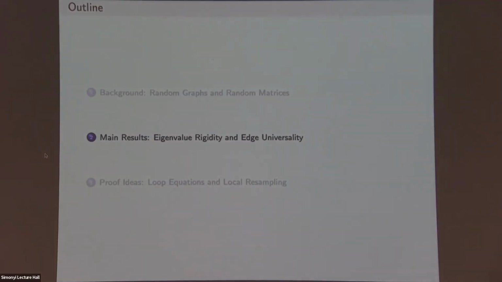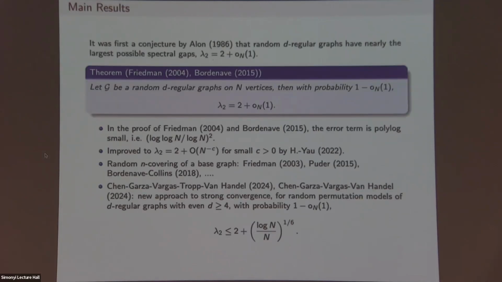Okay, so next I'll explain the main results. For those random regular graphs, even to show the second largest eigenvalue concentrates around 2, it's not easy. It's actually pretty hard. It was first conjectured by Alon that random regular graphs should be nearly Ramanujan: the second largest eigenvalue should concentrate around 2.